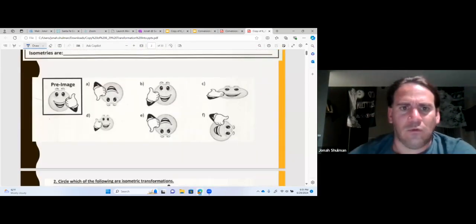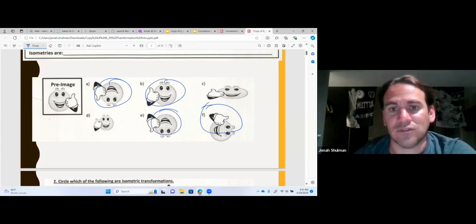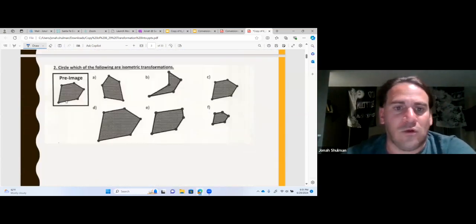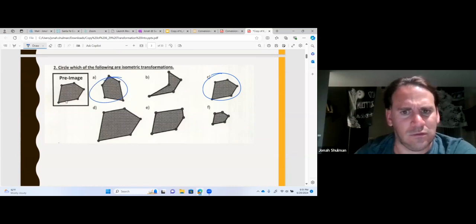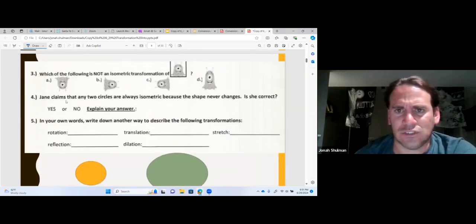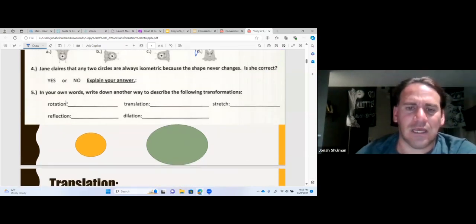So which ones are the same? It's got to be the exact same shape and size for it to be an isometric transformation. That's what isometry means: same size and shape. Which ones look exactly the same? This one and this one, I think. Yeah, the rest are different. Which one is not? This one's stretched. Are two circles always isometric? No, because the size changes. So this is a no.